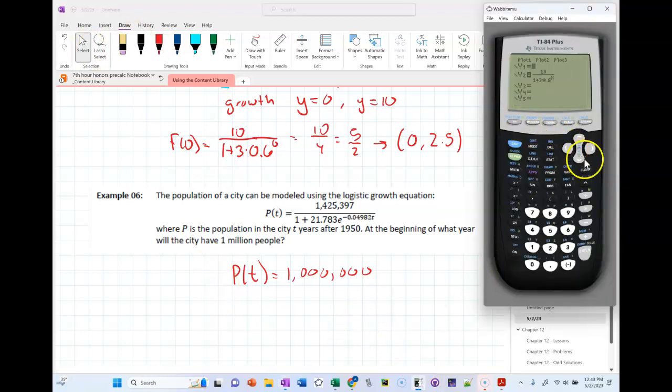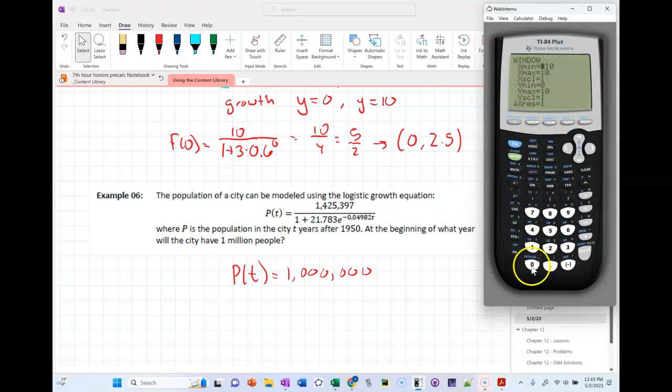I'll just go to my calculator. I'm going to plug in my function. 1425397 over 1 plus 21.783 times e to the negative 0.04982 times t, and then that'll go away, and I'll just put 1 million there. Okay, so that's that.